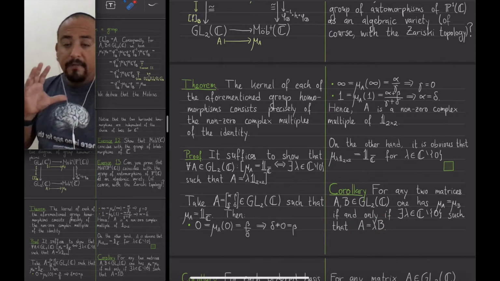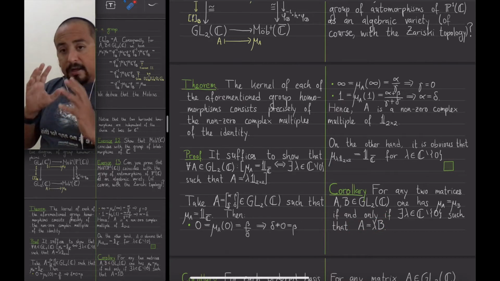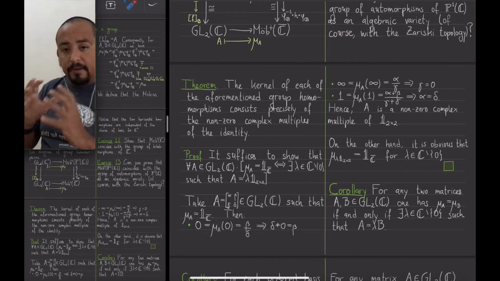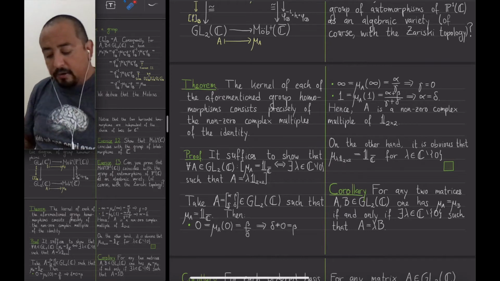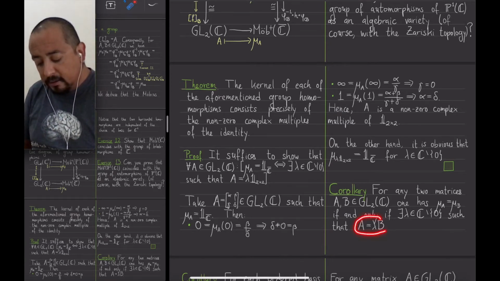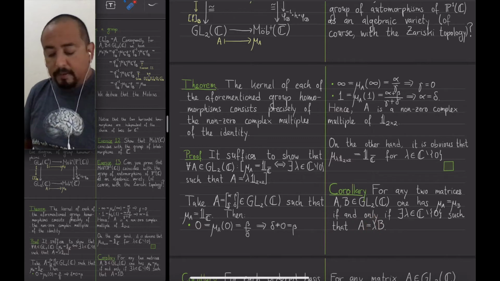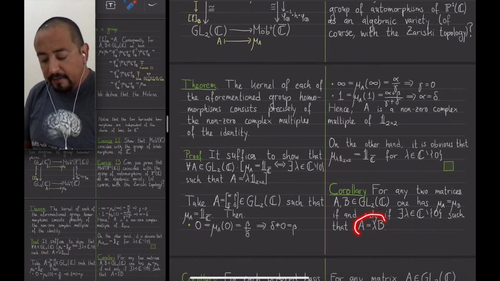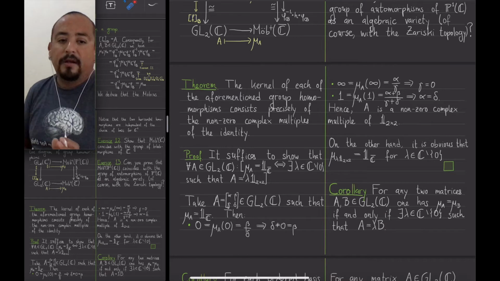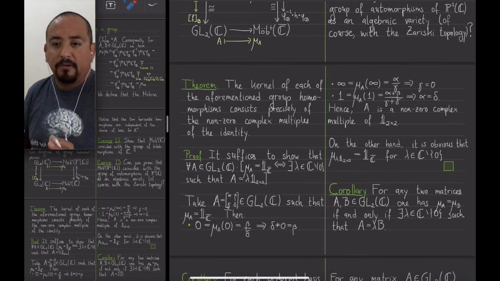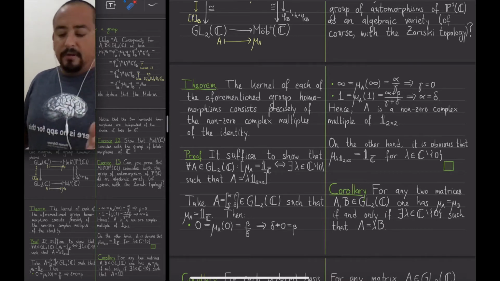So this means that we have established a great amount of control over the assignment A goes to mu A, because we know in very concrete terms when it happens that two matrices give you the same Möbius transformation. Very concrete terms and with a very easy to verify condition, right? I mean, if they give me two matrices, it is very easy to check whether one is a multiple of the other or not. Okay.